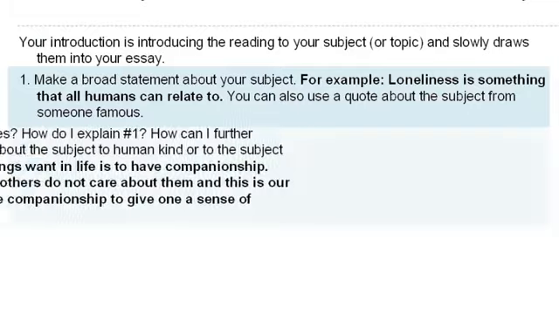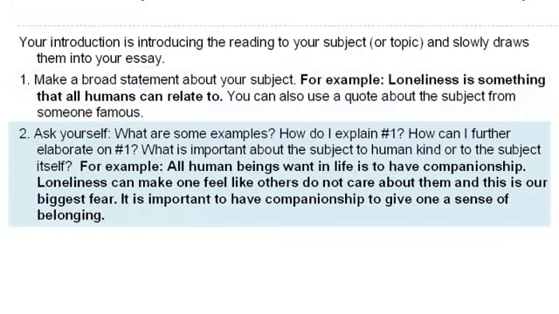The second thing you need to do is ask yourself, what are some examples of how loneliness is something that all humans can relate to, or how can I further explain and elaborate on my first sentence? What is important about the subject to humankind or to the subject itself? So whenever I'm writing the next 2 or 3 sentences, those are the questions I ask myself. Here's an example. All human beings want in life is to have companionship. Loneliness can make one feel like others do not care about them, and this is our biggest fear. It is important to have companionship to give one a sense of belonging.